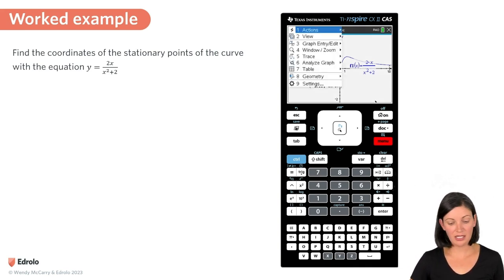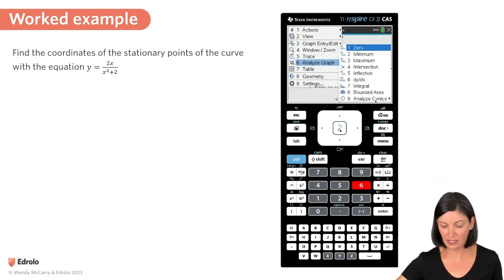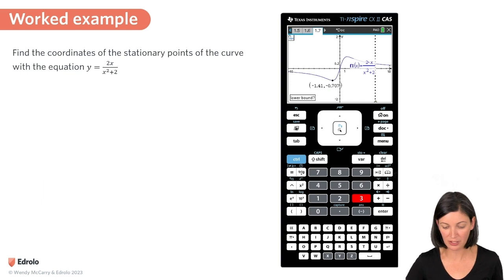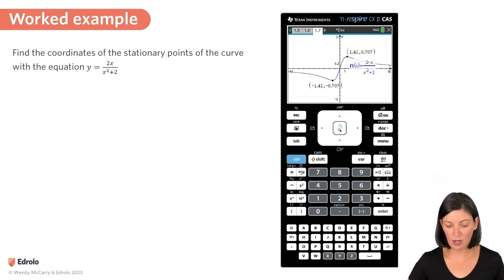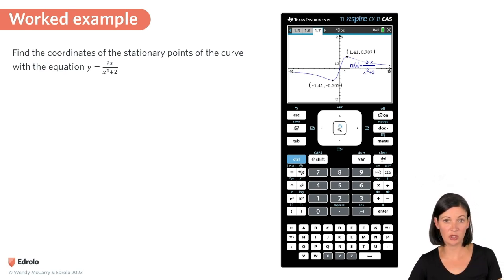Okay, we can do the same thing to find the maximum. So again, Analyze Graph and then go into maximum, number 3. Okay, and we can just highlight there the point or set our upper and lower bounds. And again, we get 1.41, which is root 2, and then 0.707, which is root 2 on 2. And that verifies the stationary points that we found in the worked example.